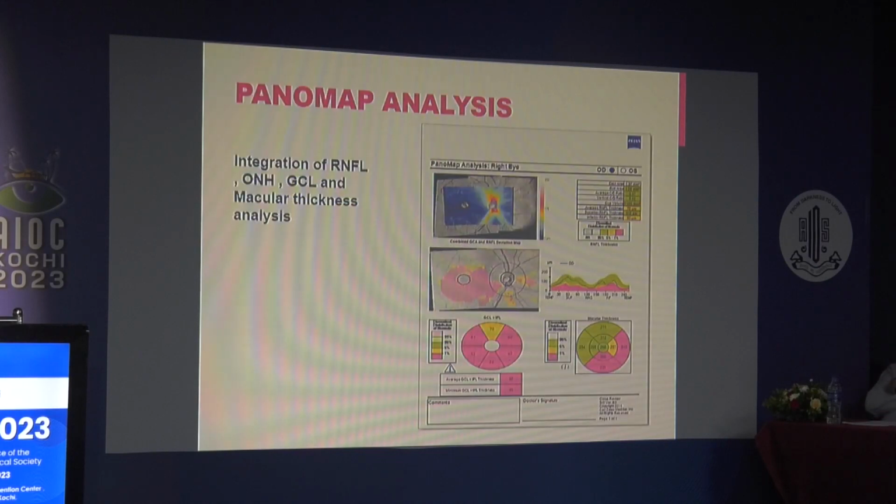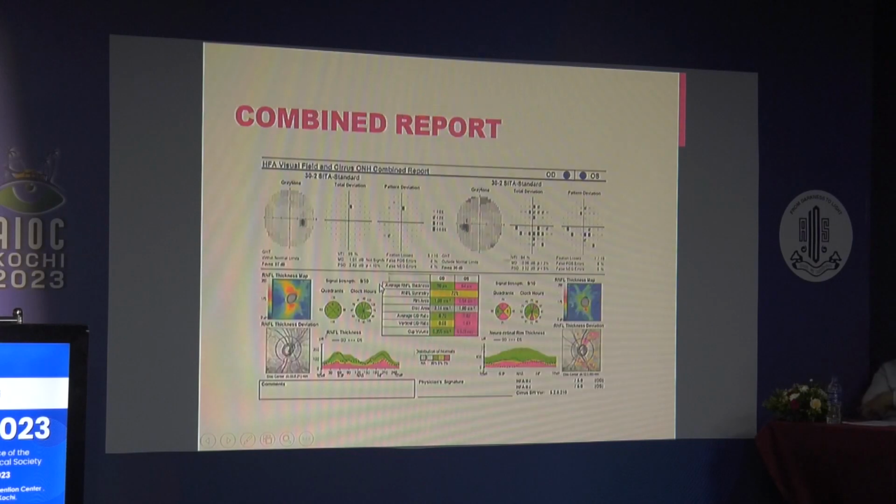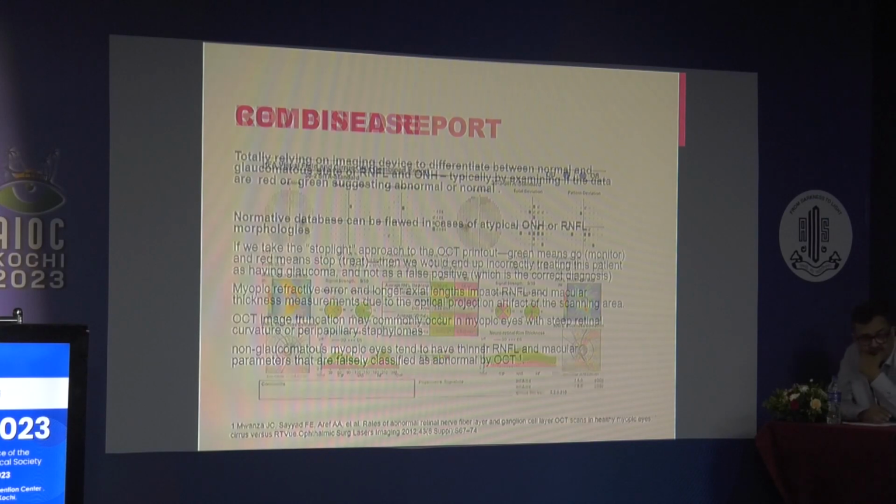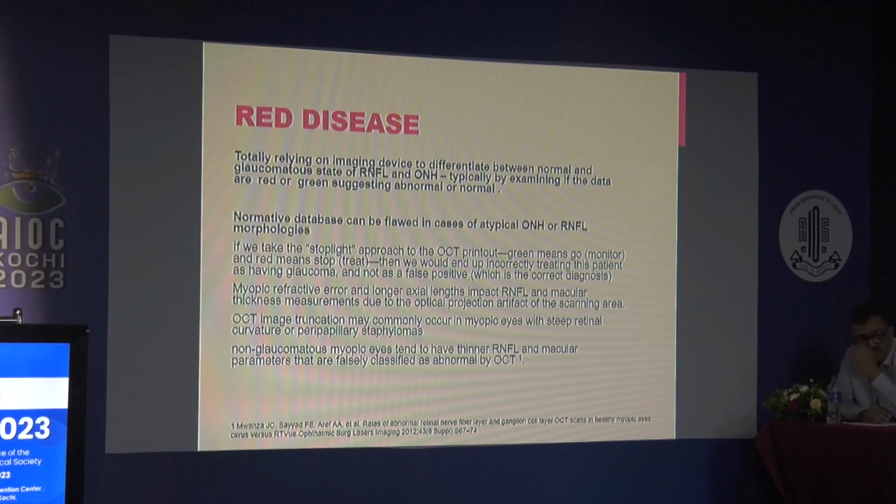The thing which I was highlighting, PanoMap, has also come, in which they are comparing RNFL, optic nerve, GCL and macular thickness in the same printout. And there is a combined report in which, with the software, you can compare it with the visual field also. What is red disease? This normative data is for normal persons, not for atypical eyes or high myopic eyes, because those eyes have thin macula and their optic nerve head findings will not match with the normal patient.